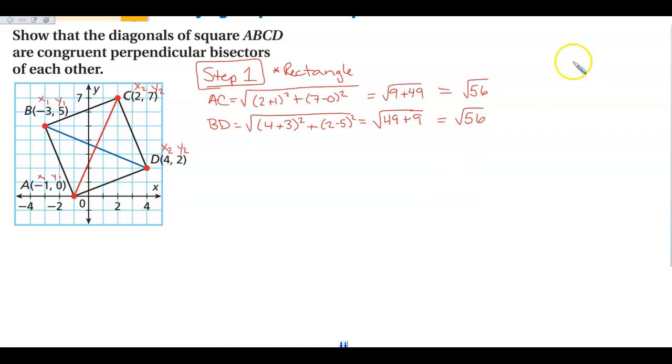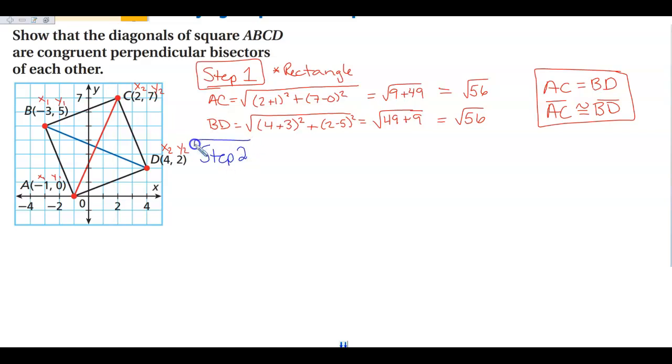So I know that AC is equal to BD, which means that the segments are congruent. Segment AC is congruent to segment BD. So we know that it is a rectangle, or it has a property of a rectangle. Step 2 is we want to show that AC is perpendicular to BD. That is our slope formula, and this is our rhombus property.